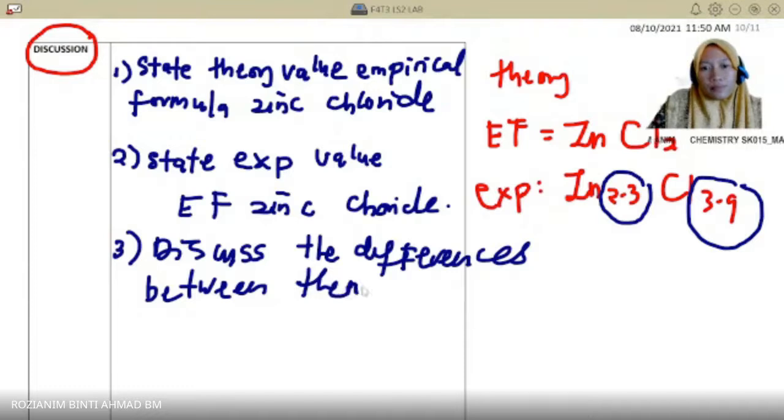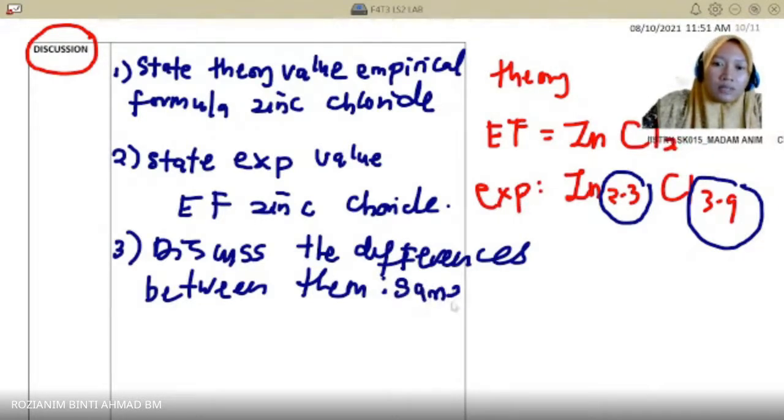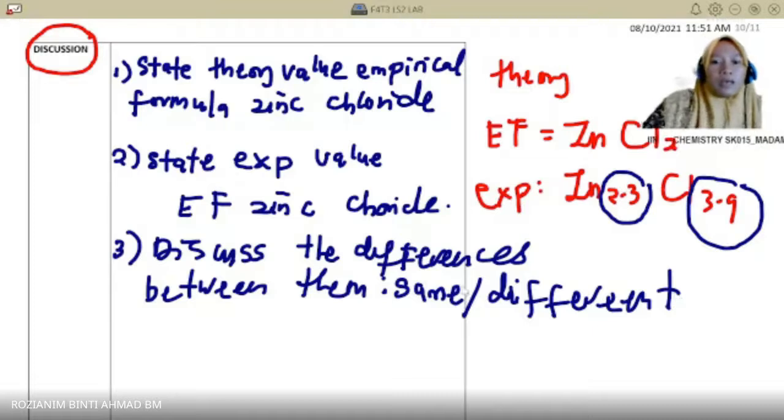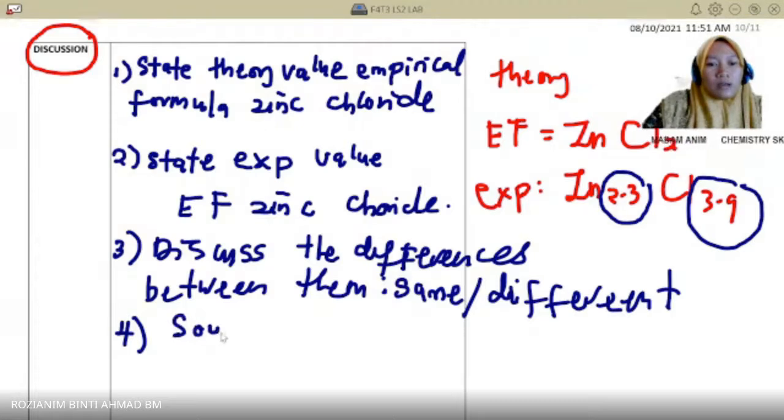Okay, and then contoh ayat nombor 3 ni kita boleh cerita, the experiment of empirical formula zinc chloride compound is not exactly the same as the theoretical value because some error occur during the experiment. So itu adalah statement nombor 3. Okay. So maksudnya discussion ini you kena discuss either sama ke beza. Okay. And then number 4, kita kena discuss the sources of error.